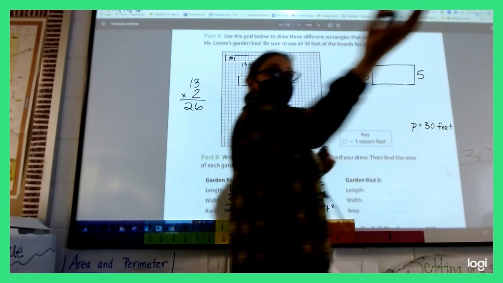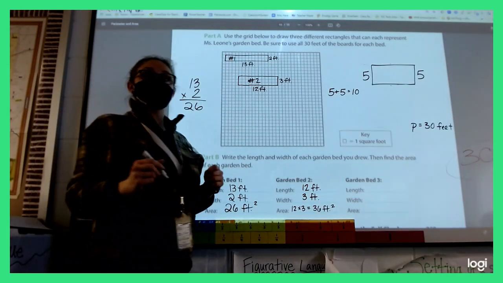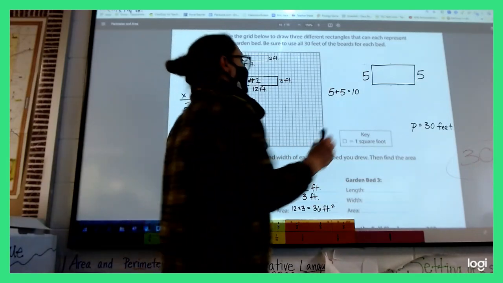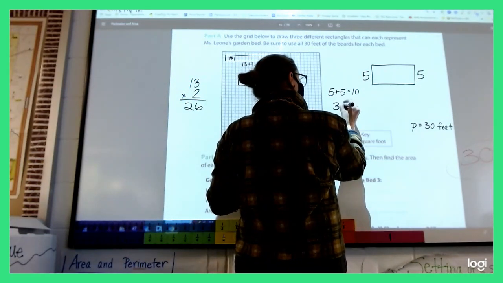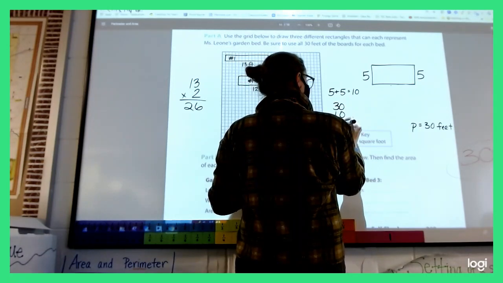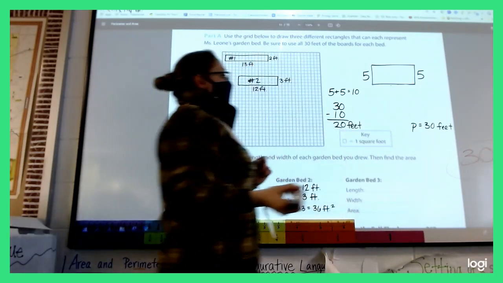All right, now go on with what you're saying, Abby. Once we know we've used up 10, what do we do next? You subtract 10 from 30. Good, which is 20. So 30 minus 10 that we've already used would give us 20 feet left.